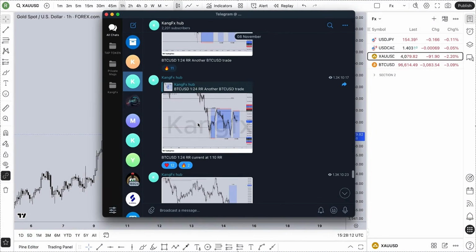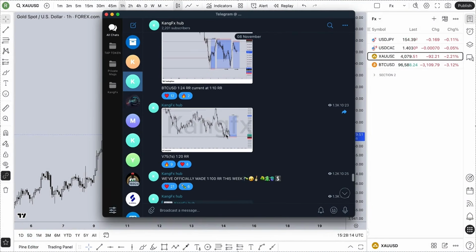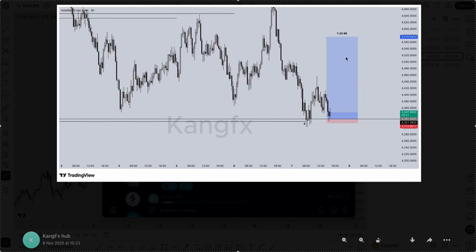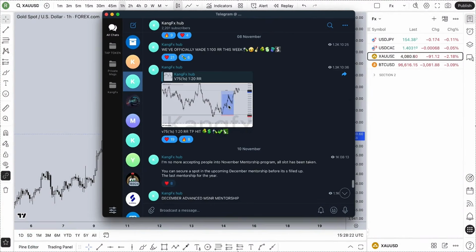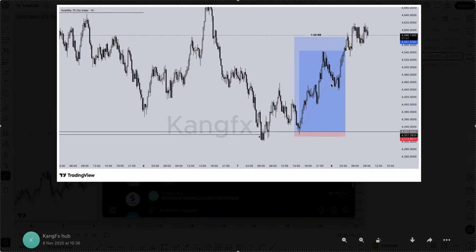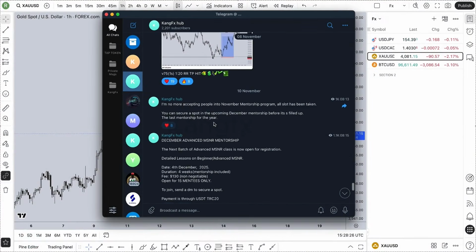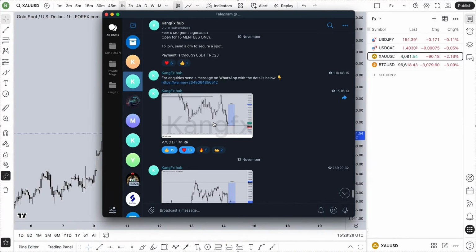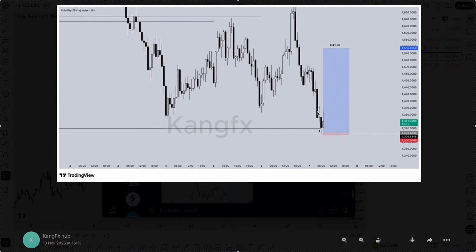This was another trade here, V751S. This was 1:20. This was our entry point, and this was when the market hit TP. This was it here. This was another one here, 1:41. This one hit TP also.